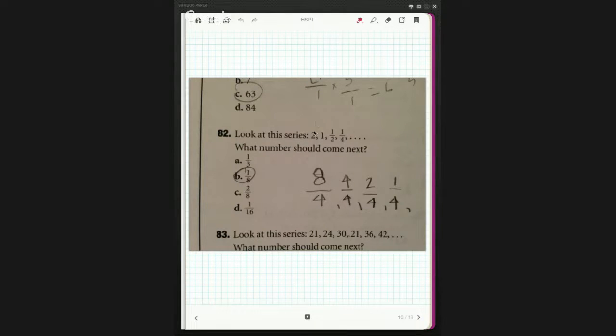All right. Let's look at it this way. 2, 1, 1/2, 1/4. Well, this is divided by 2. 1 divided by 2 gives you a half. A half divided by 2 is a quarter, and so then you get an eighth. So this indeed is the right answer, 1/8. Just cutting it in half, half, half, half, get an eighth. The next one would be 1/16, and so on. All right.